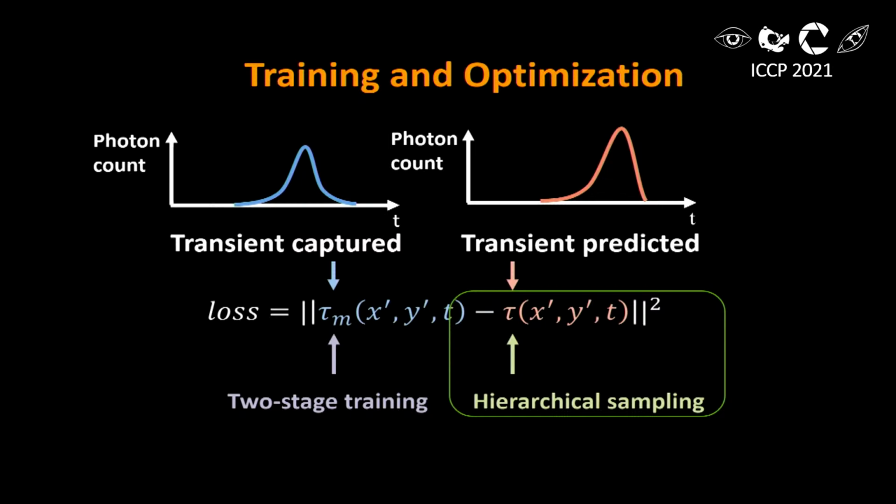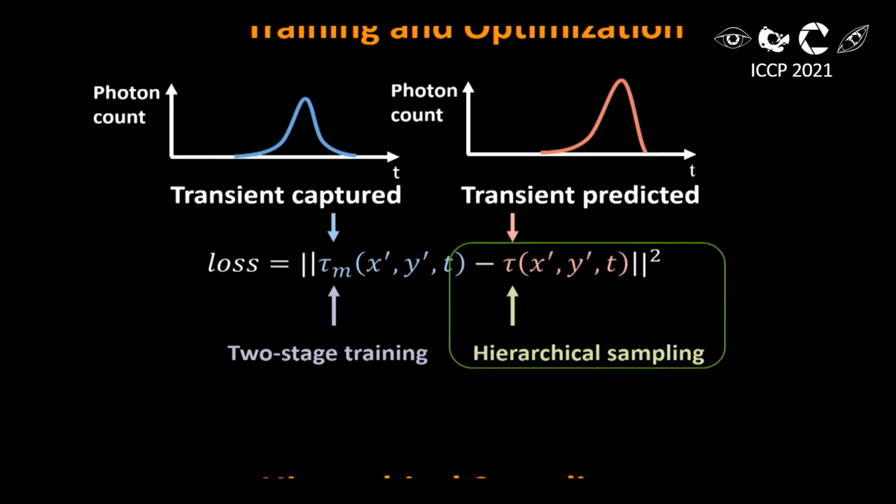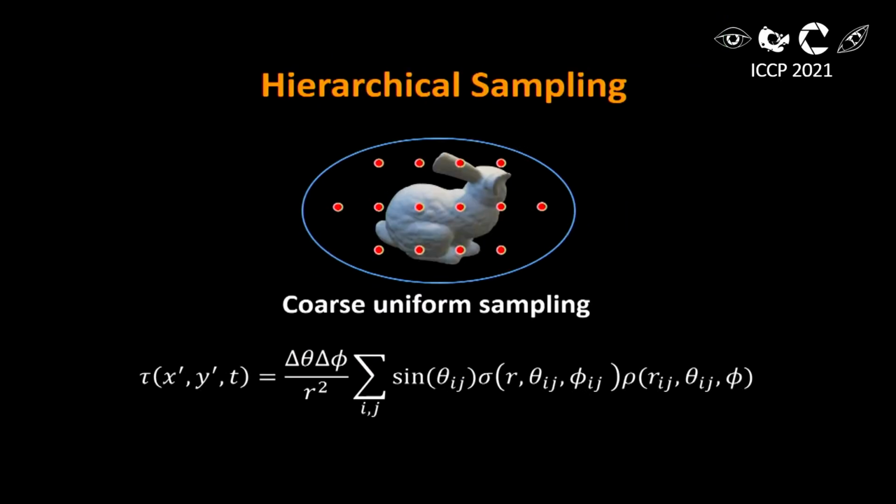Besides, let's see our hierarchical sampling strategy. Recall that we uniformly sample the hemisphere at each moment to calculate the transient. This does not take full advantage of our continuous scene representation. The main idea of hierarchical sampling is that the density of the uniformly sampled points shows where objects are more likely to exist in space.